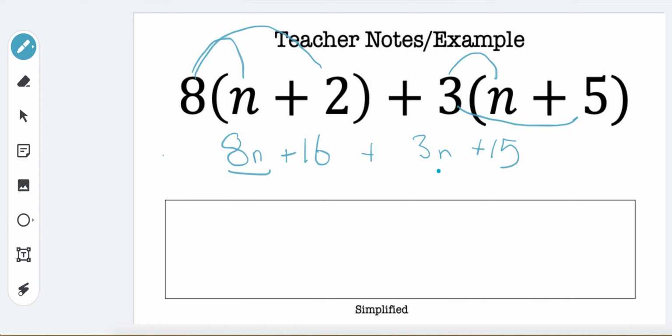So 8n and 3n would be 11n. And then when we add the constants, 16 and 15 will give us 31. So our final answer is 11n plus 31.